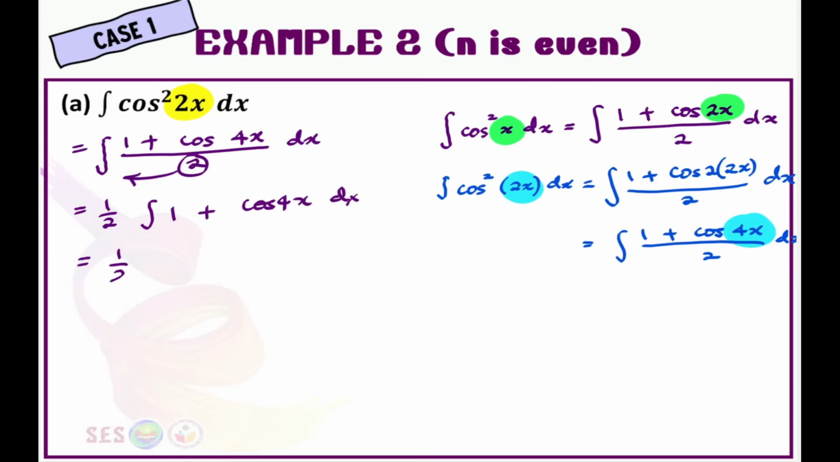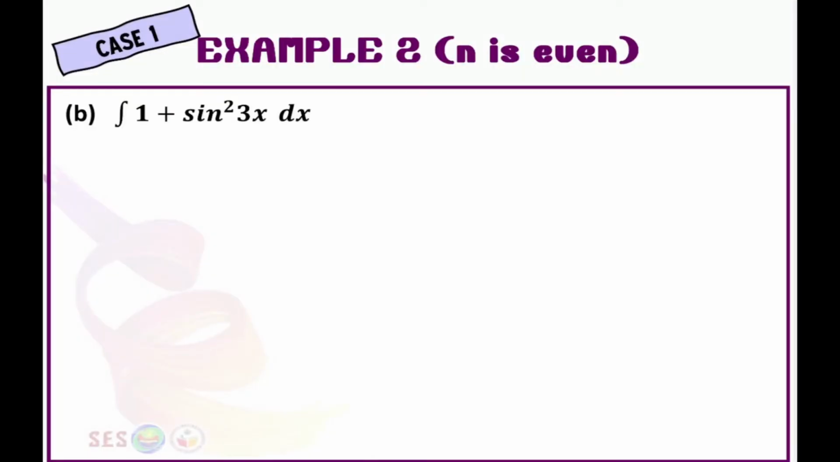Solve. Integrate 1 will get x. Integrate cos will get sine. And then copy theta 4x divided by differentiate theta 4. Close bracket, don't forget plus c. And that's your final answer. Alright, so move to question B. Integrate 1 plus sine squared 3x dx.